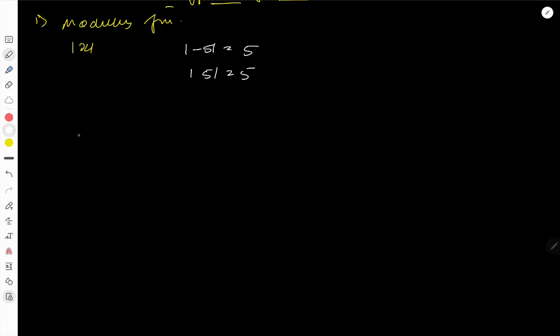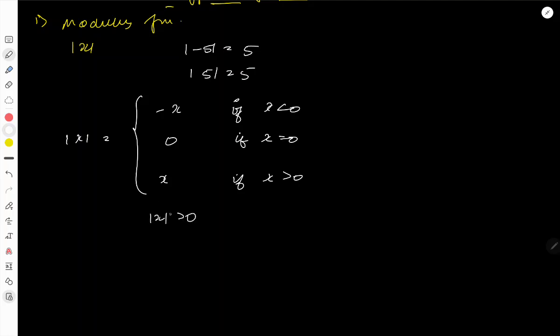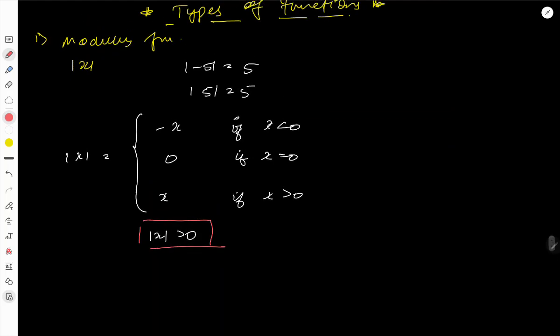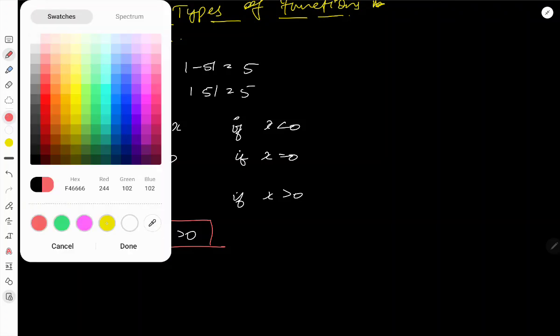So modulus function is defined as minus x if x is less than 0, 0 if x is equal to 0, and plus x if x is greater than 0. Thus, we can say that mod of x is always greater than or equal to 0. This is an important property of modulus. And now that you have known modulus function, let us see the graph of mod x.